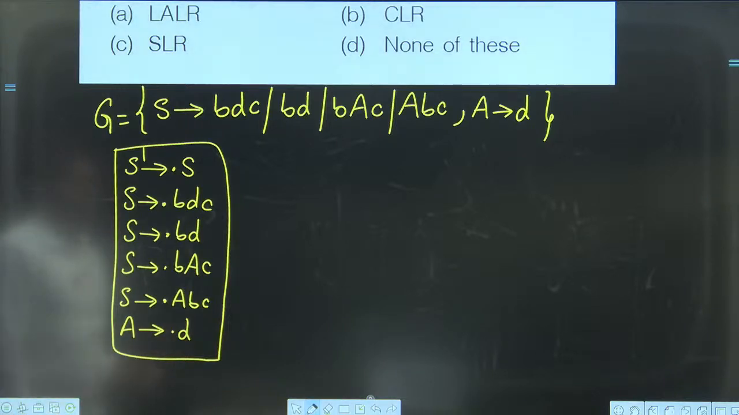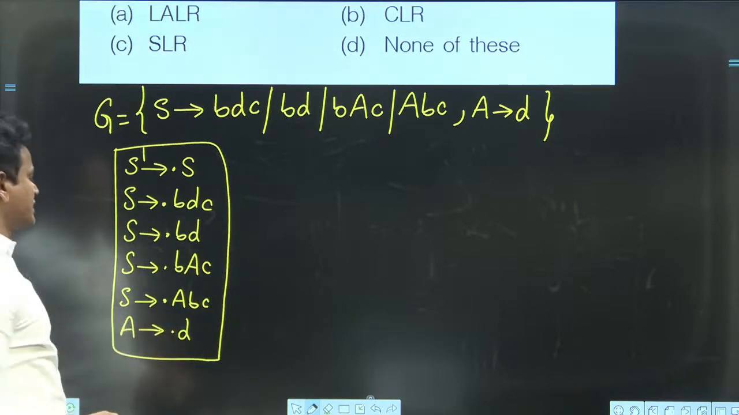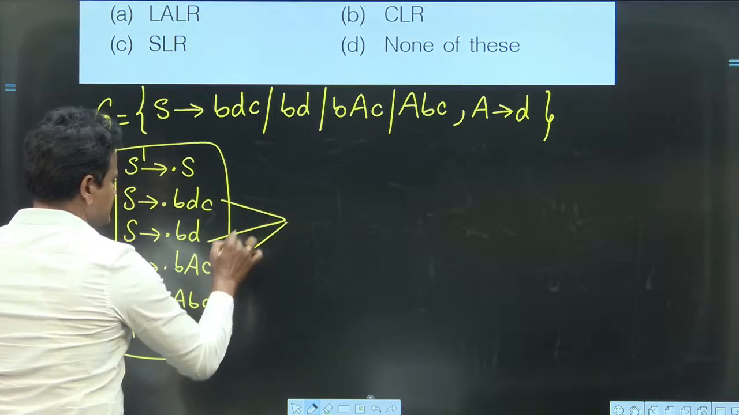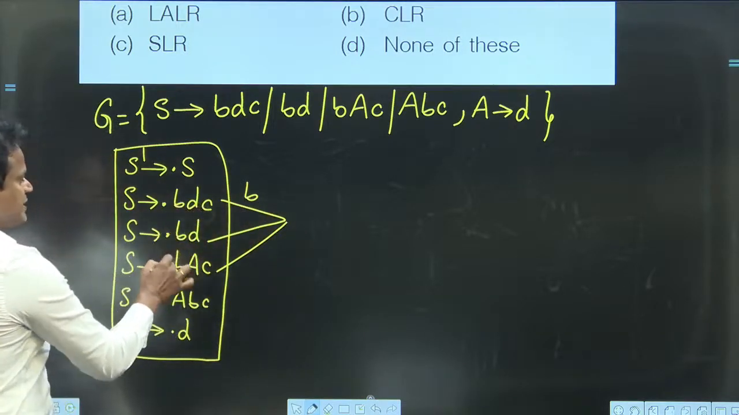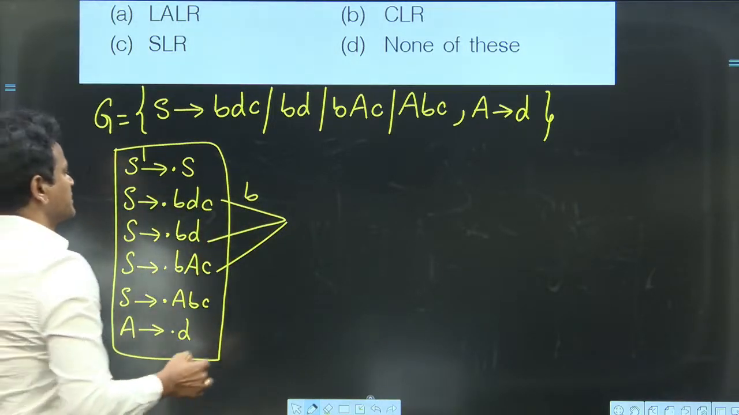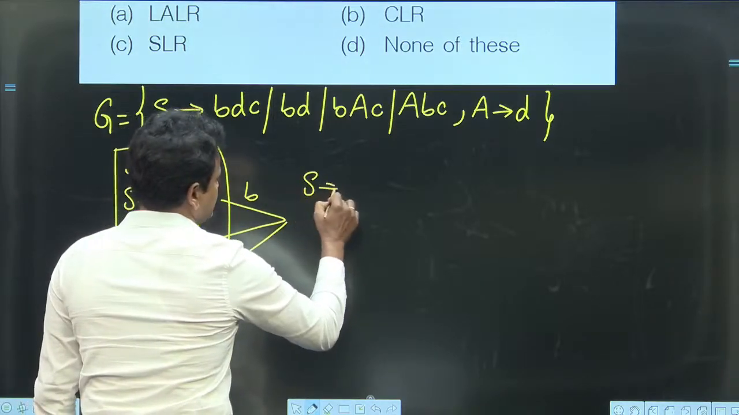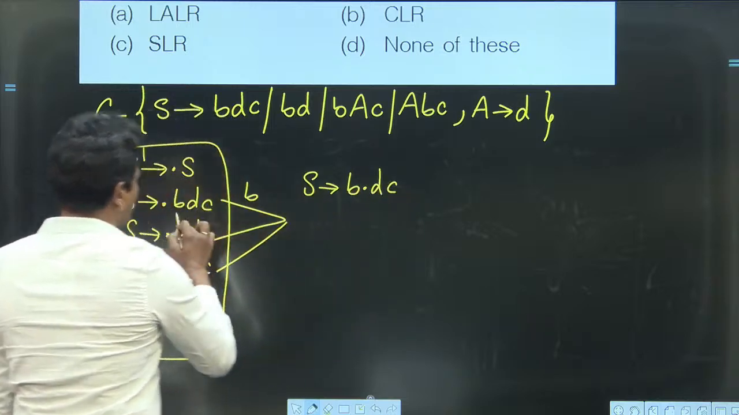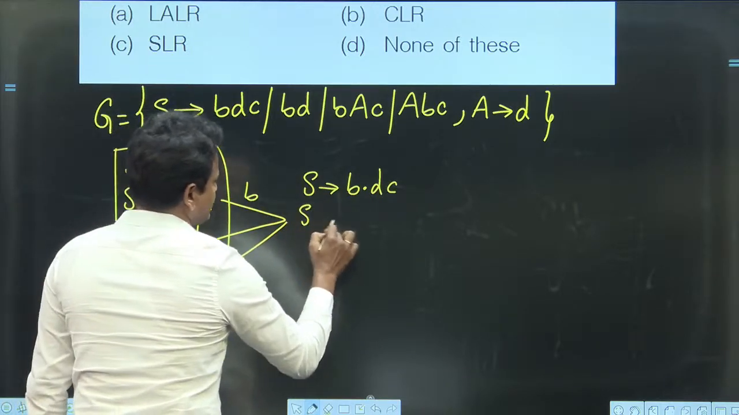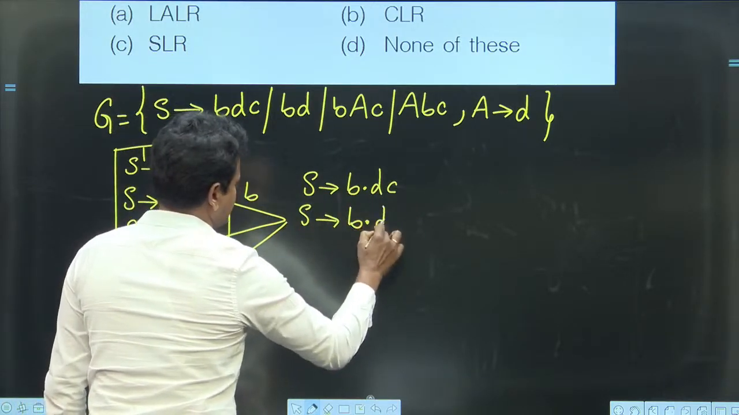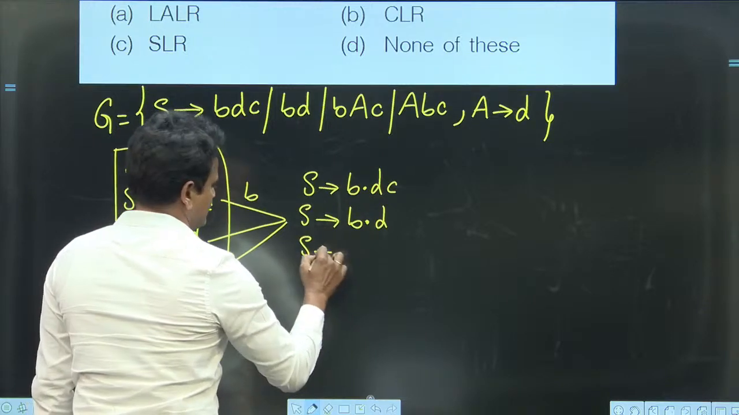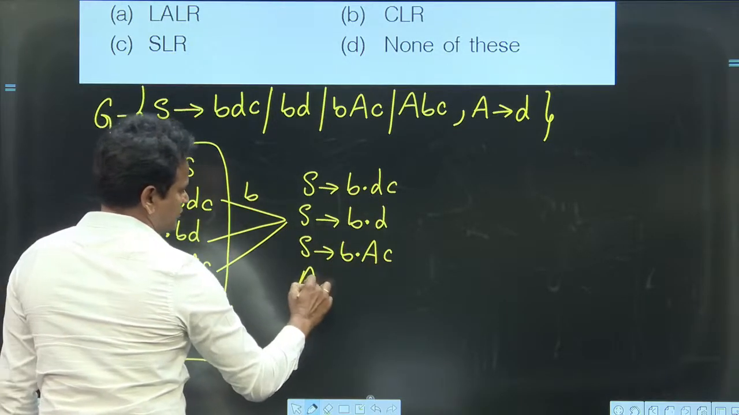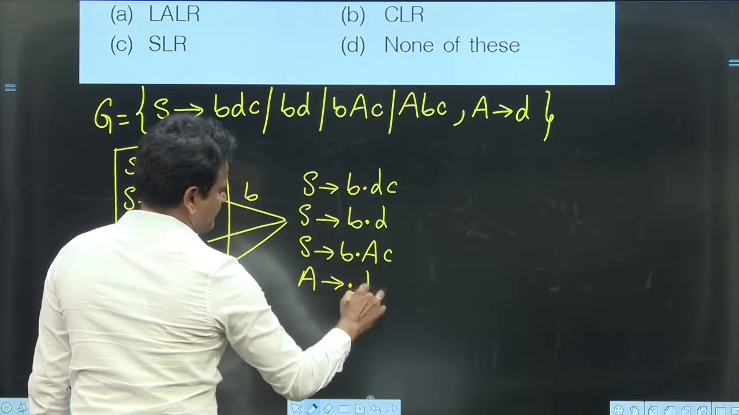Here this is single, on D it is single, on A also single. If you go for all these, the shift symbol is B in all of them, so all these will go to the same state. On goto B, this will be B dot DC, and B dot D, and B dot AC, and A derives dot D.